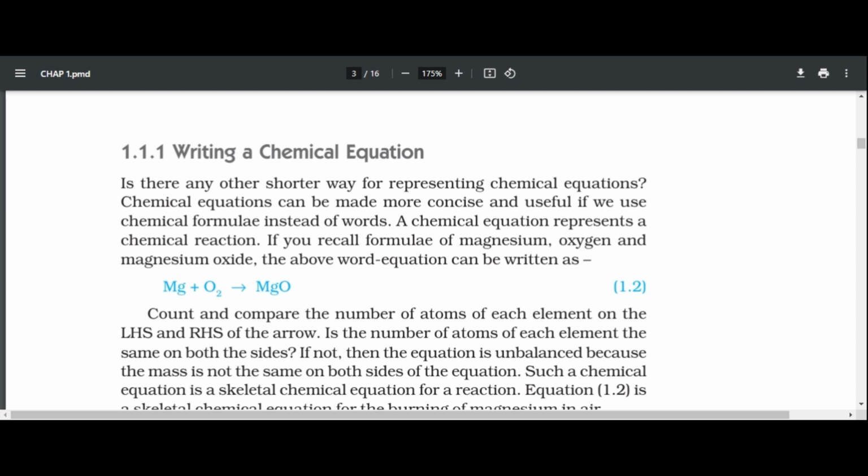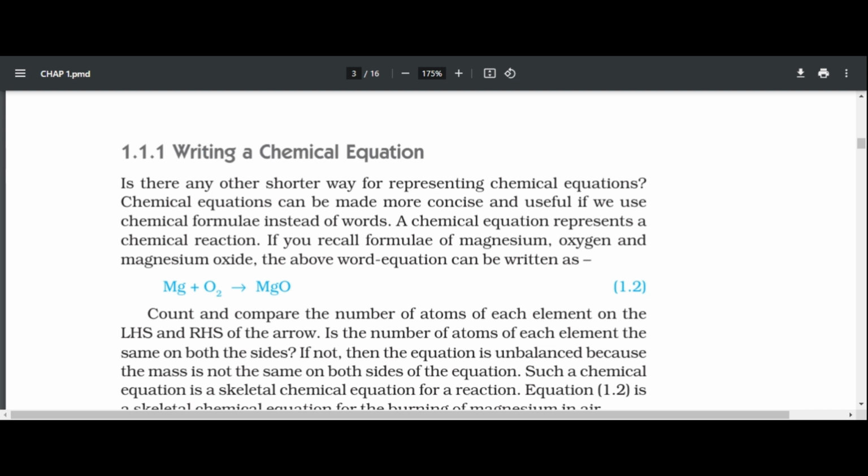Writing a chemical equation. Is there any other shorter way for representing a chemical equation? Chemical equations can be made more concise and useful if we use chemical formulae instead of words. A chemical equation represents a chemical reaction.